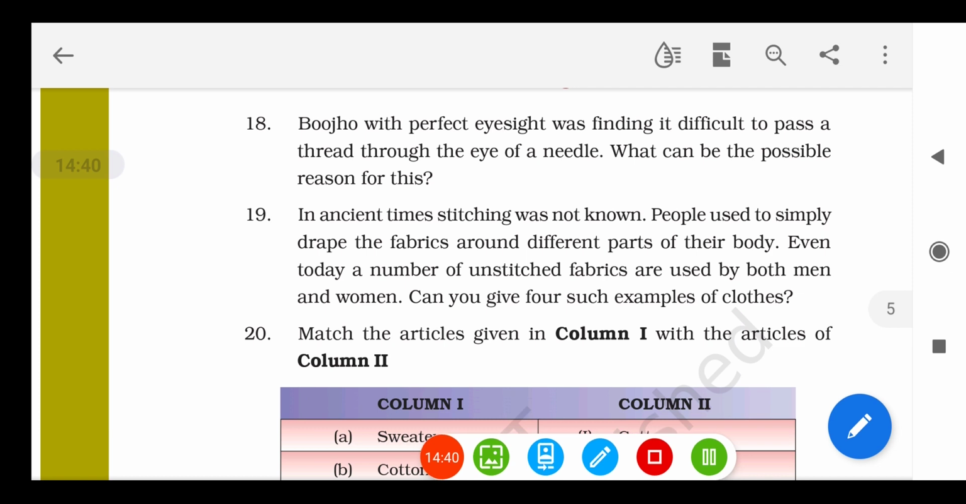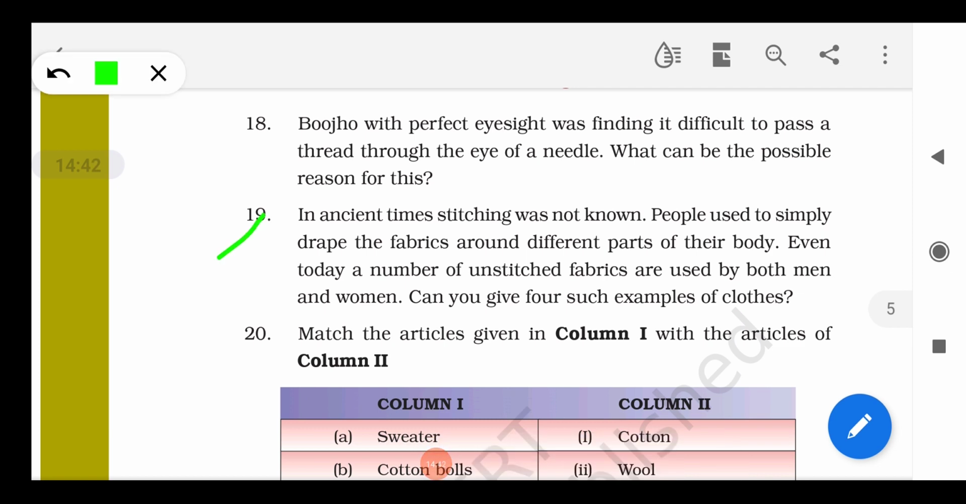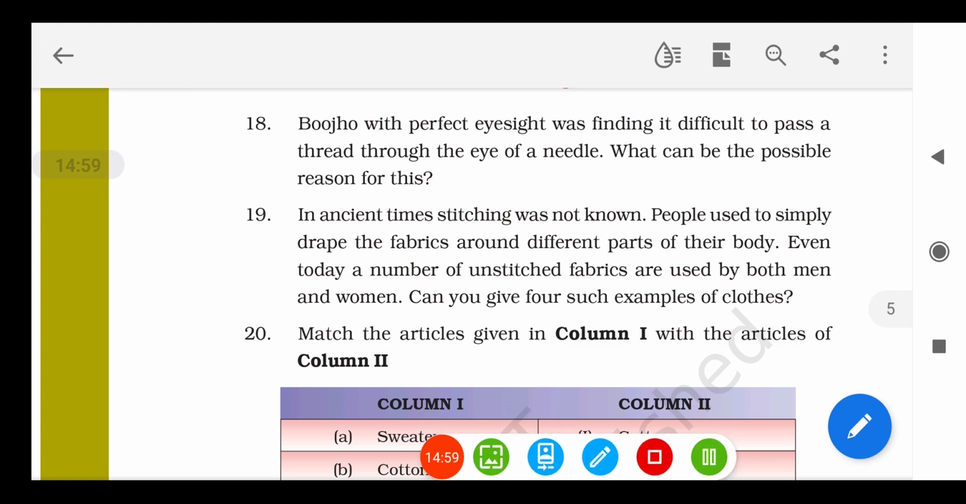Question number 19. In ancient times, stitching was not known. People used to simply drape the fabric around different parts of their body. Drape means to wrap around. And even today, a number of unstitched fabrics are used by both men and women.